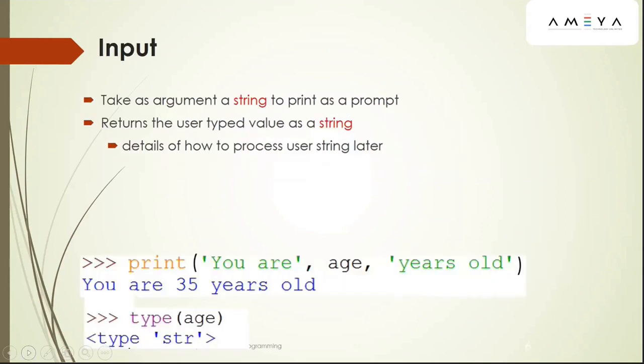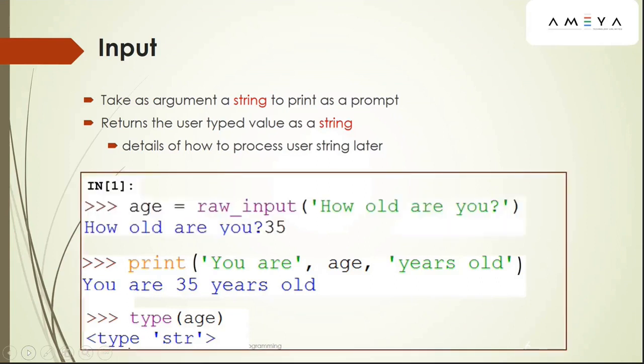Now I am going to talk about input. It takes as argument a string to print as a prompt. A prompt is nothing but like an alert box. It returns the user typed value as a string.